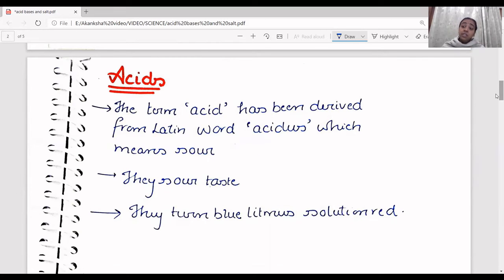Now we've also learned the common experiment to check whether the given content is an acid or not. We can pick up a litmus and see the color change. If the color turns from blue to red, it is very sure that this is an acid. Okay.